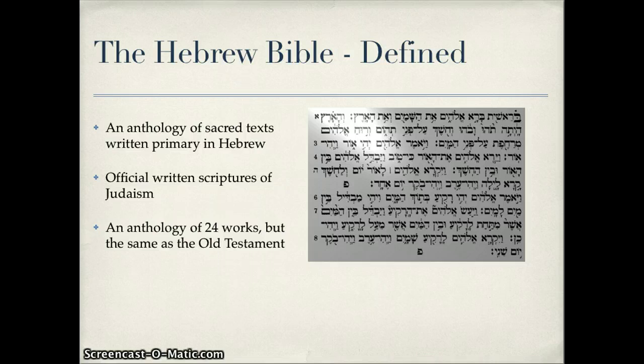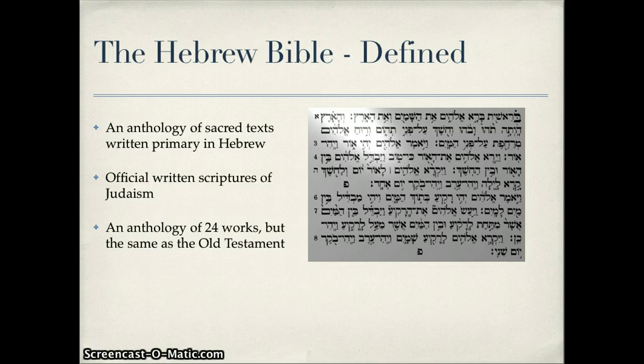Okay, so then what is the Hebrew Bible? The Hebrew Bible is an anthology of sacred texts or scripture written primarily in Hebrew, in the Hebrew language. And you can see an example of what the Hebrew language looks like right there to the right. There's a little bit of Aramaic, a few passages written in Aramaic, but the majority of the Hebrew Bible is written in Hebrew.